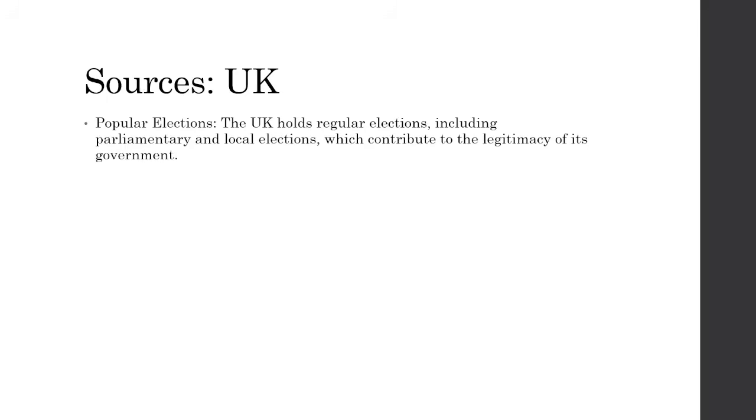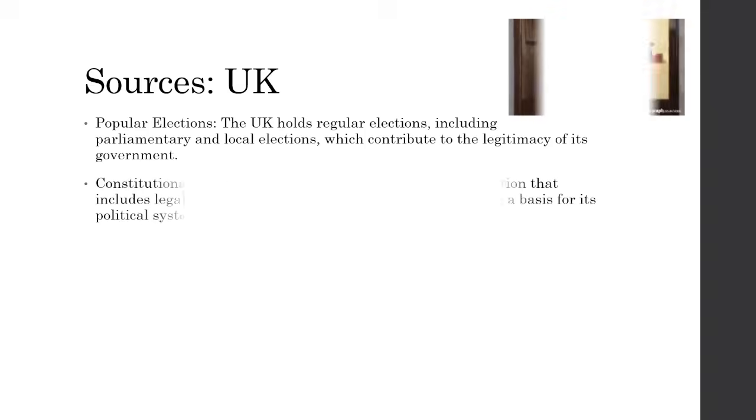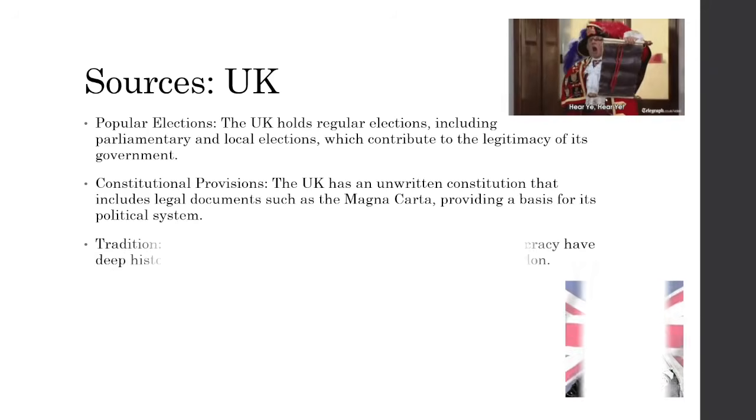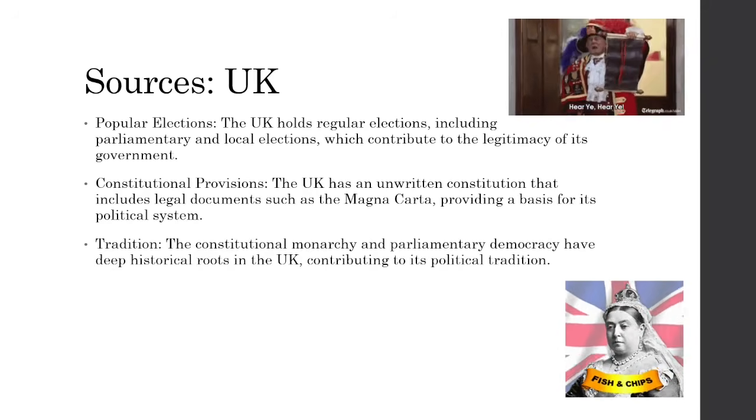So popular elections in the United Kingdom is a big source. So they hold regular elections, including parliamentary and local elections, which contribute to the legitimacy of its government. We also have constitutional provisions with its unwritten constitution, but they have legal documents such as the Magna Carta that provide a basis of legitimacy for its political system. They're not just pulling out their precedents and principles out of thin air. The constitutional monarchy is a great example of tradition in the United Kingdom, and then parliamentary democracy has been there for centuries, and that contributes to political tradition.